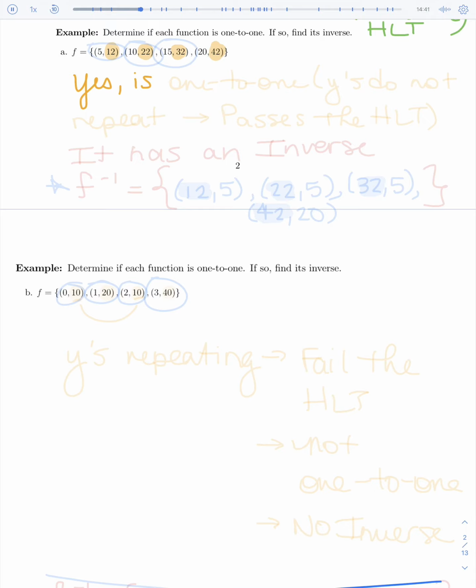And we'll write that out in words. Yes, it is one-to-one. And if you wanted to give a reasoning, you'd say that the y's do not repeat. So it's going to pass the horizontal line test. Which means that if it's one-to-one and it passes the horizontal line test, y's are not repeating, yes, you can find the inverse. So let's find the inverse. So yes, it has an inverse.